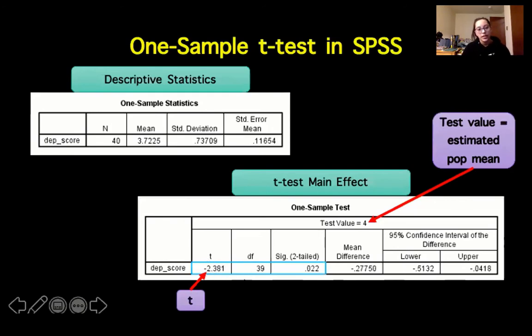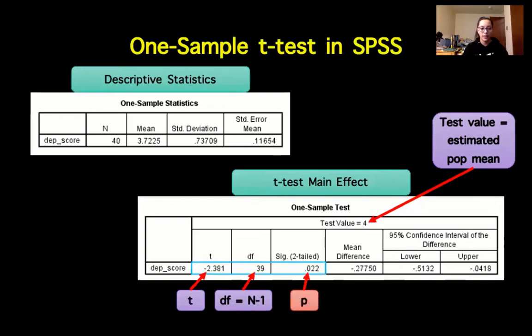Okay. Degrees of freedom is 39, which should make sense because we only have one sample, right? So 40 minus 1 gives us 39. And then SPSS gloriously gives us our p-value, which tells us if we have a significant difference or not.